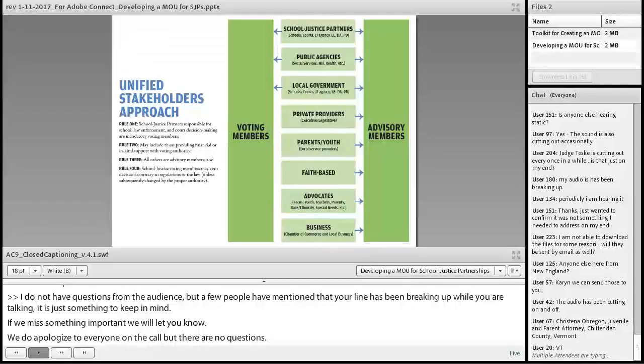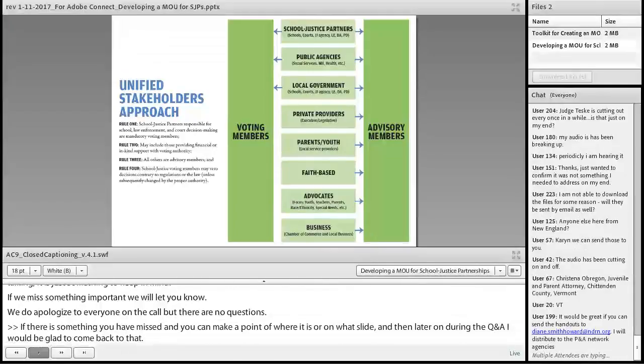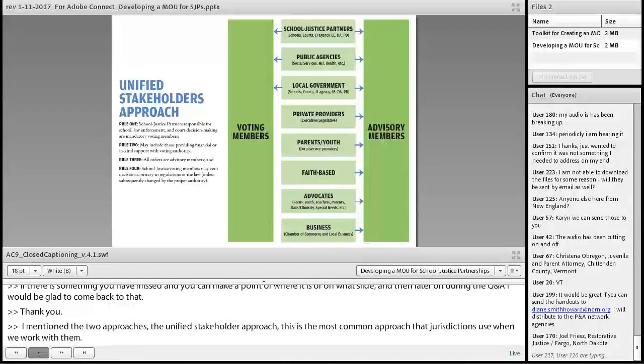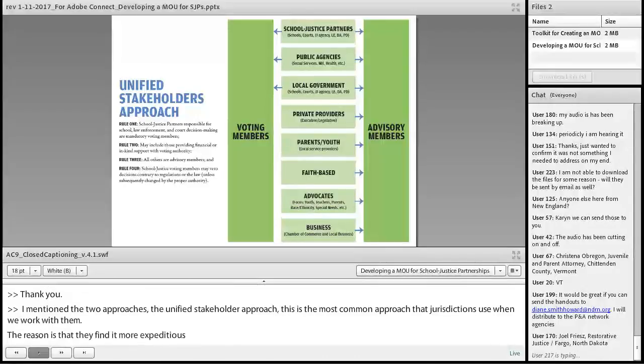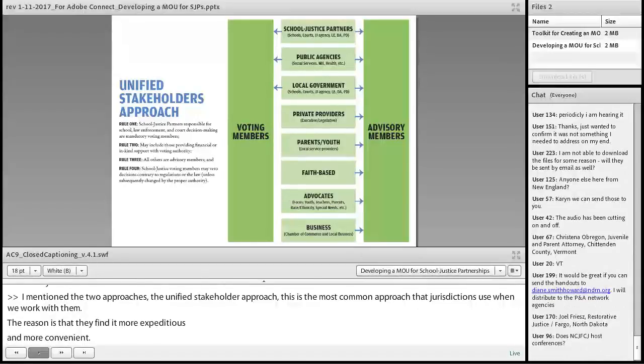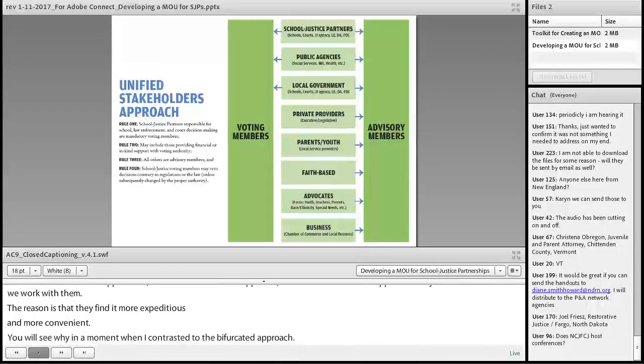So I mentioned the two approaches, the unified stakeholder approach. This is the most common approach that jurisdictions use when we work with them. They like it because it's more expeditious and more convenient, and you'll see why in a moment when I contrast it to the bifurcated approach. The big reason is that everyone's meeting at the same time and everyone has clear rules on who's voting and who's not voting.